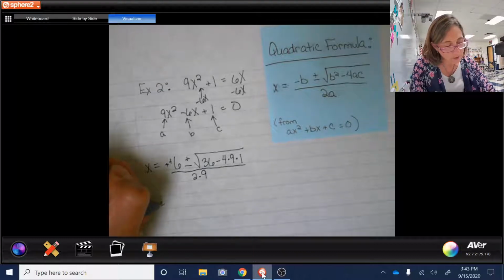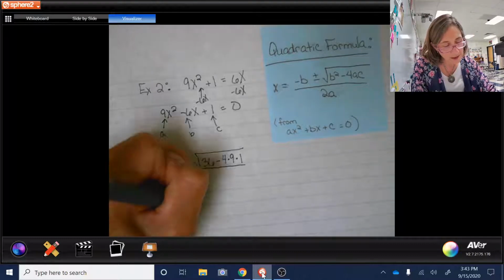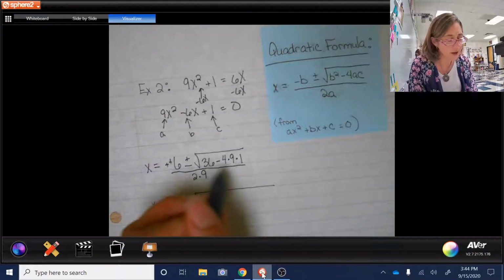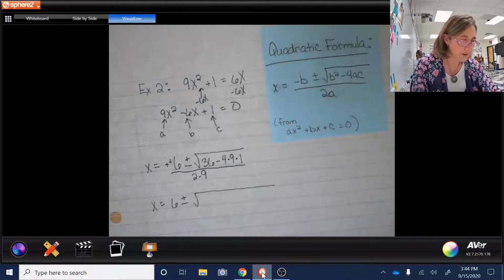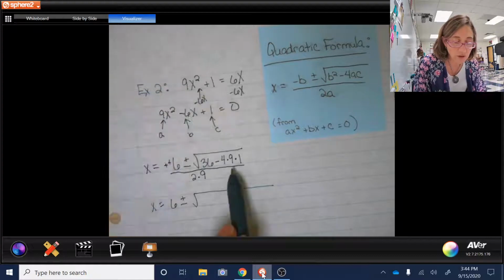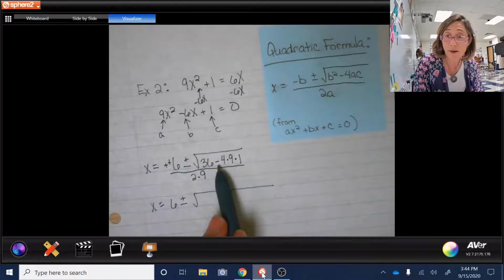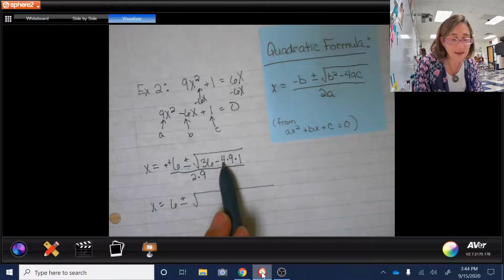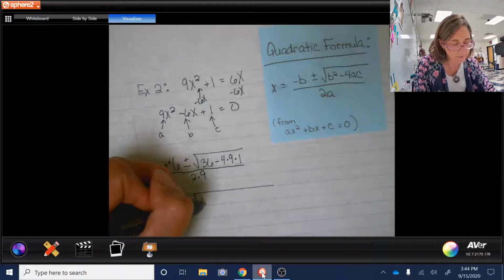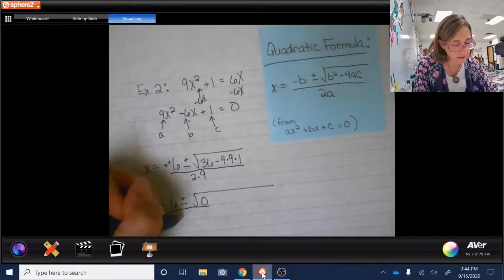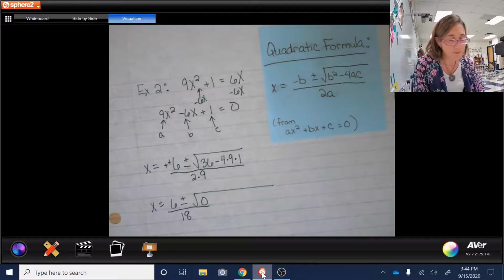So x equals 6 plus or minus. Now let's clean up this part under the radical. We're going to talk about that a lot tomorrow, maybe the next day. So let's do the multiplying inside of here before we worry about the subtraction. So 4 times 9 is 36, times 1 is 36. So I have 36 minus 36, which is 0. All over, my denominator would be an 18. Okay, so there we're at.